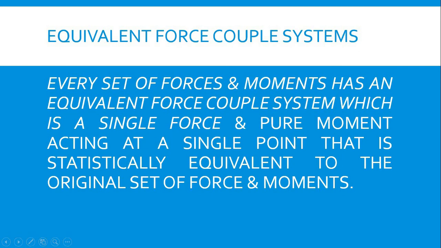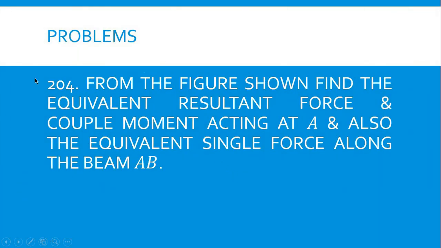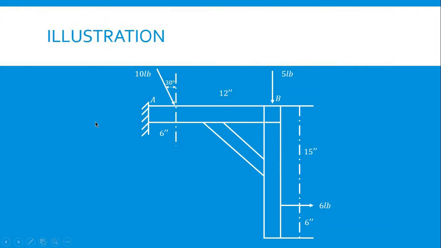Next topic will be the equivalent force couple systems. Every set of forces and moments has an equivalent force couple system, which is a single force and pure moment acting at a single point that is statically equivalent to the original set of forces and moments. So this is an example problem, number 204. From the figure shown, find the equivalent resultant force and couple moment acting at A and also the equivalent single force along the beam AB. So this is the example illustration for the problem.